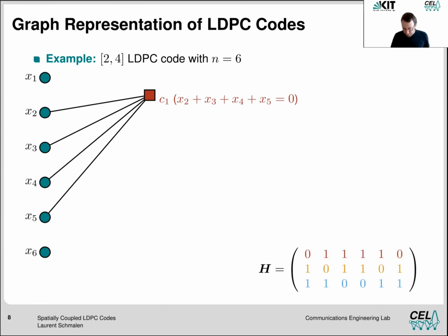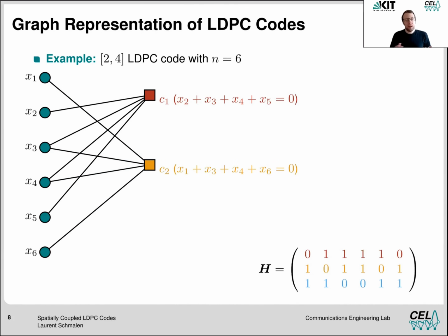So we did this for the first row. We can repeat this for the second row. Then you'll see you have one of those boxes. The second equation should be x1 plus x3 plus x4 plus x6 being equal to 0. So you connect x1, x3, x4, and x6. That's how you generate the second constraint node.